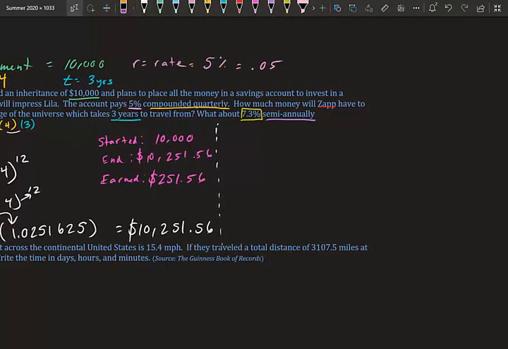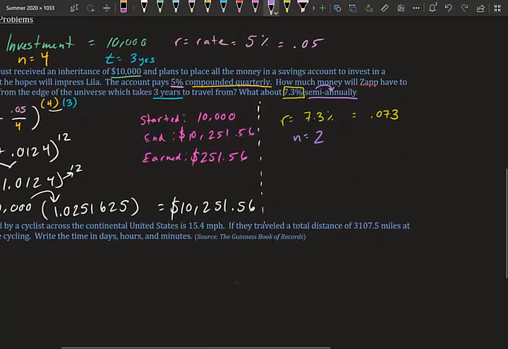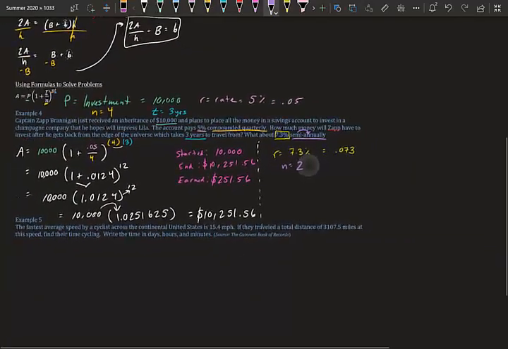All right, so everything's the same except our rate and our N. So our rate is 7.3%, which is 0.073. And then our N changes to semi-annually. So semi-annually, semi means 2, right? So 2 times a year. Everything else is going to be the same. So let's plug it into what we already have.